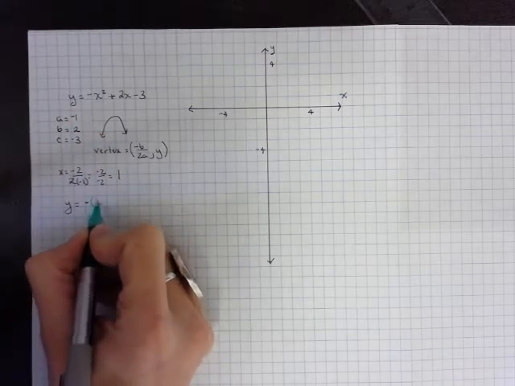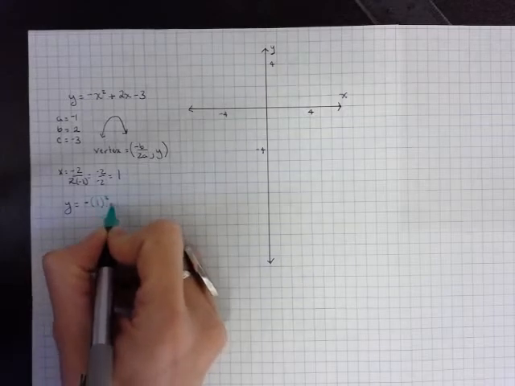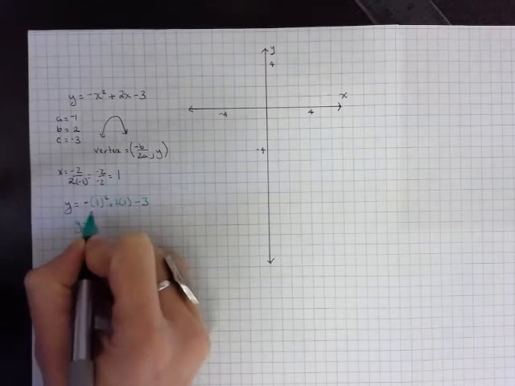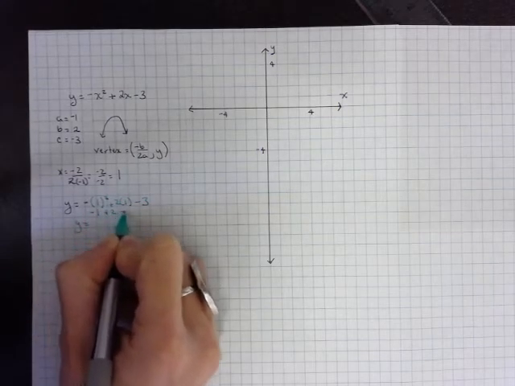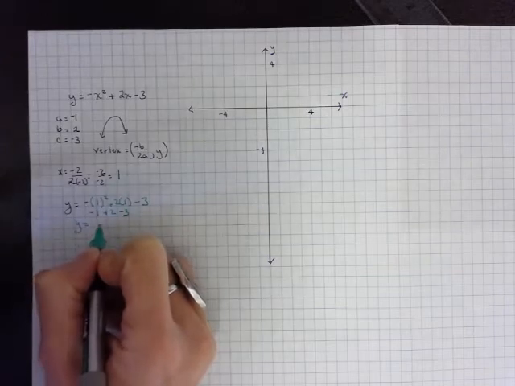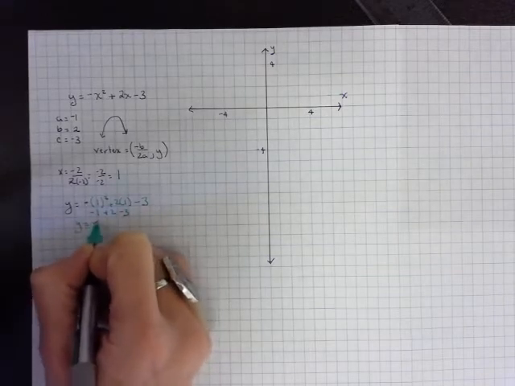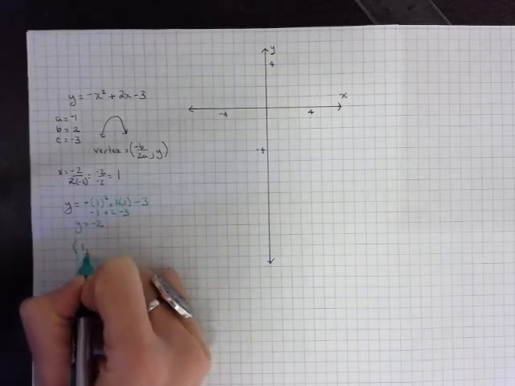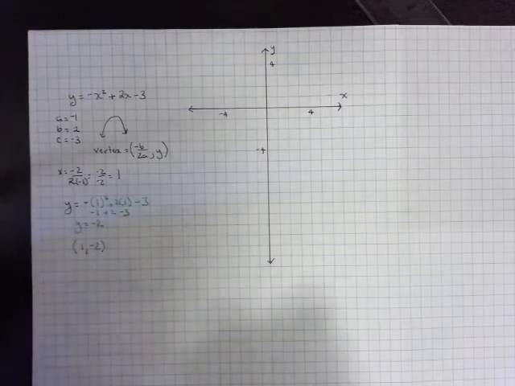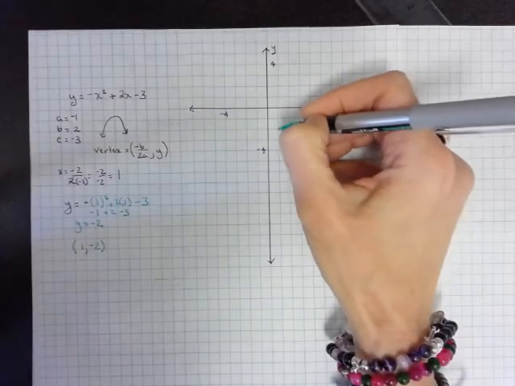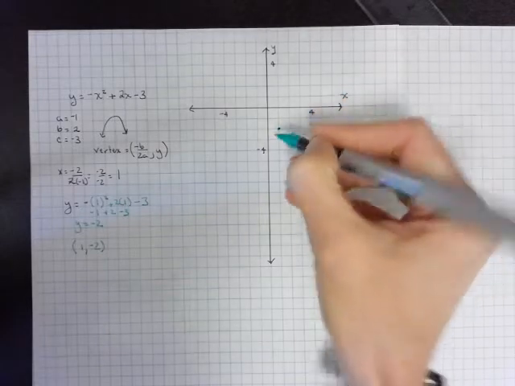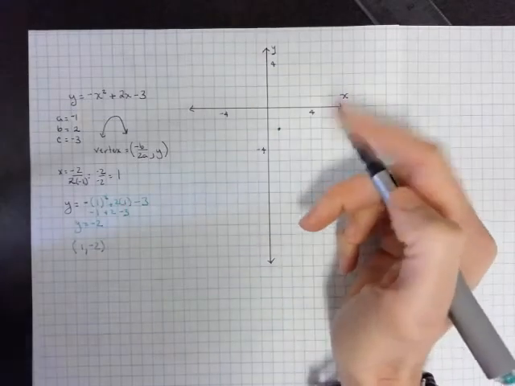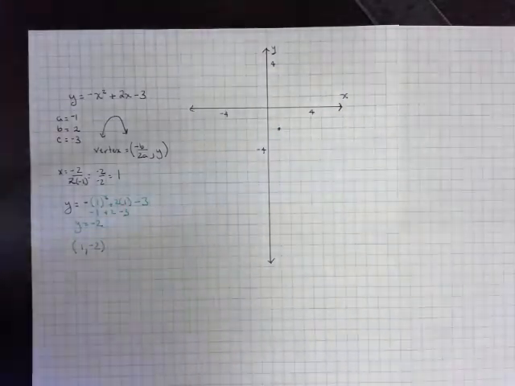So I have negative 1 squared plus 2 times 1 minus 3. When I do that math, I get negative 1 plus 2 minus 3, which is negative 4 plus 2, which is negative 2. So my vertex is the point 1, comma, negative 2. I can graph that point, and that's my vertex. Since it's facing down, this parabola isn't going to cross the x-axis. Okay, so we have that information.